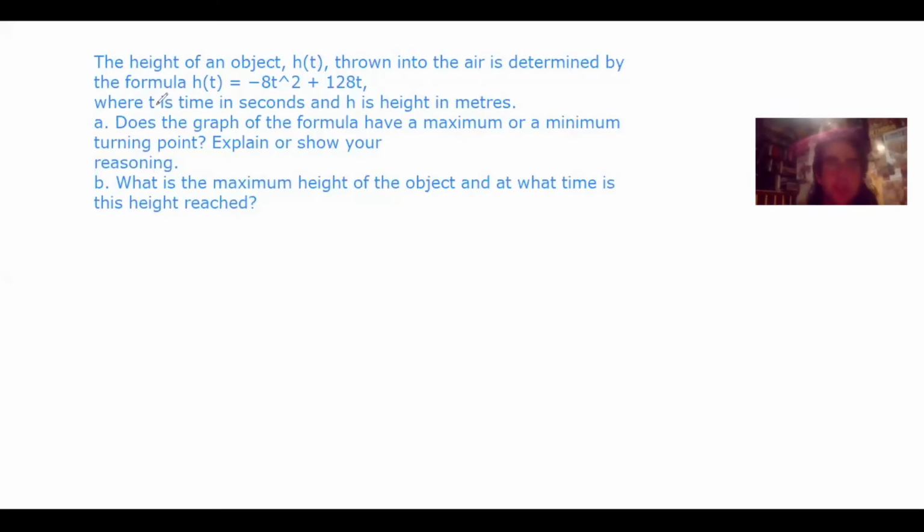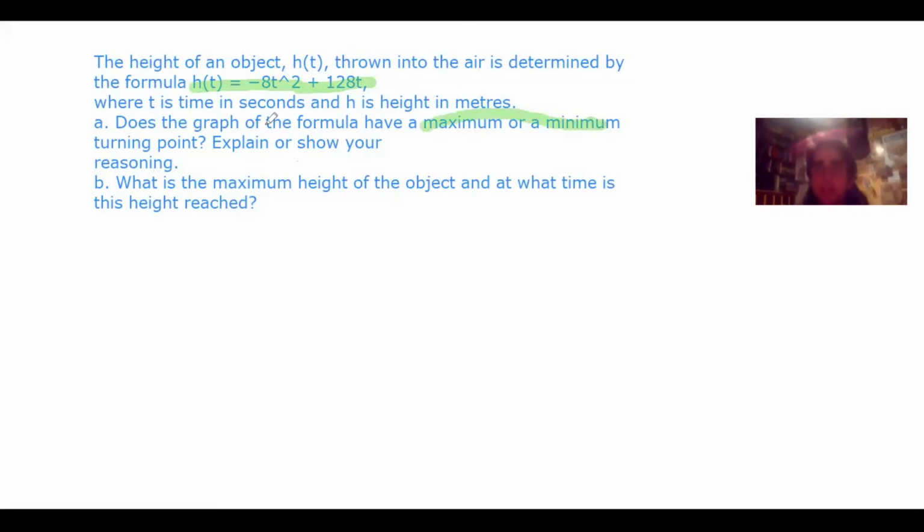Alright, so now let's check out some worded quadratic questions and how we apply our knowledge to different scenarios. So here we have been given an equation for the height of an object which has been thrown in the air, and the equation is minus 8t squared plus 128 times t, where t is the time in seconds and h is the height. Part A says, does the graph of the formula have a maximum or a minimum? And explain or show your reasoning.